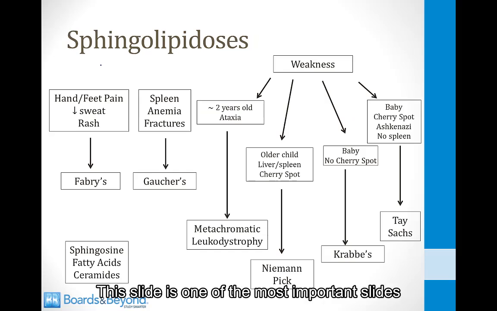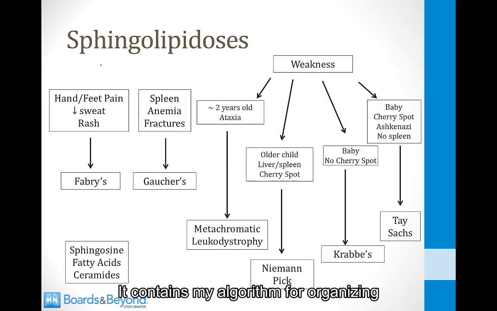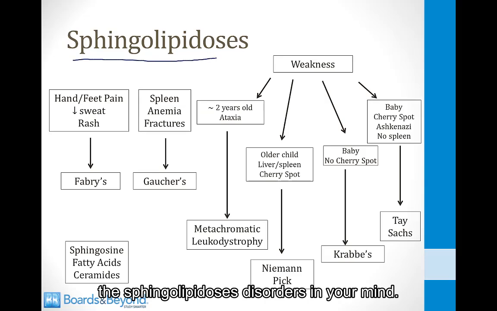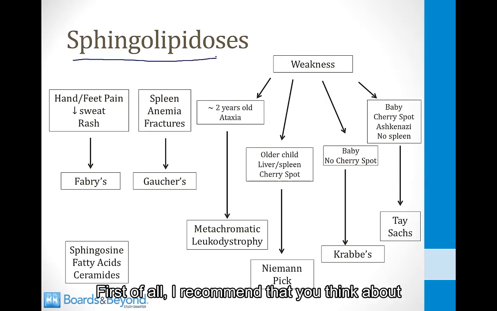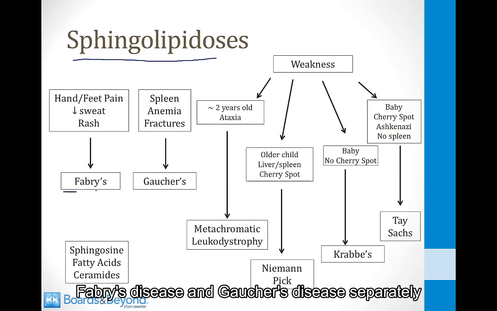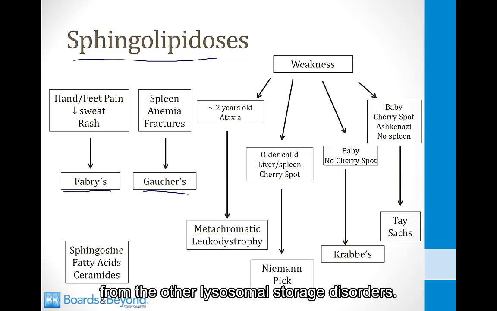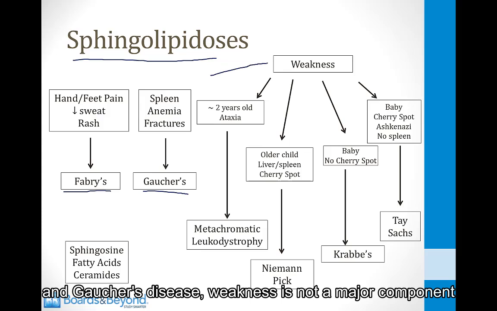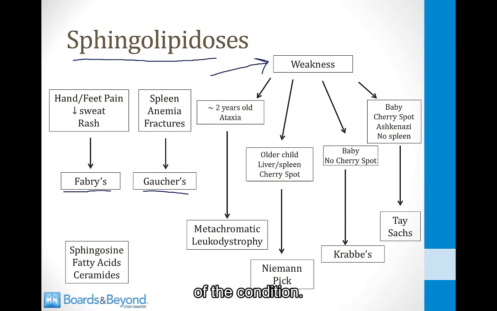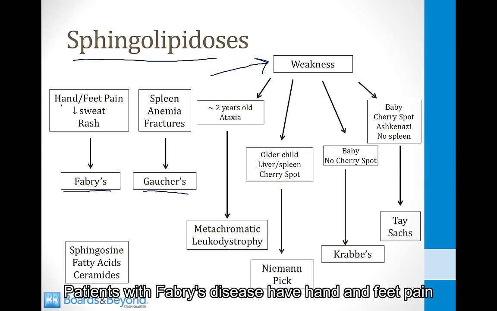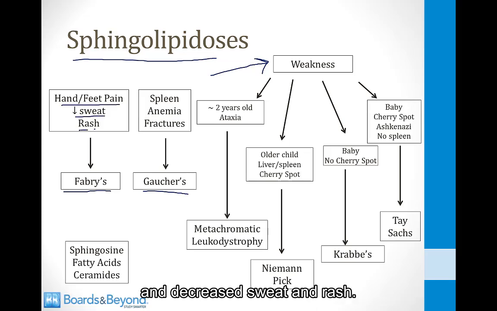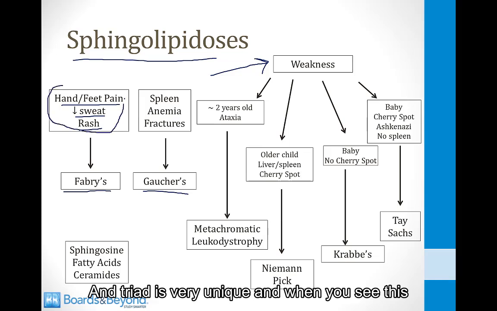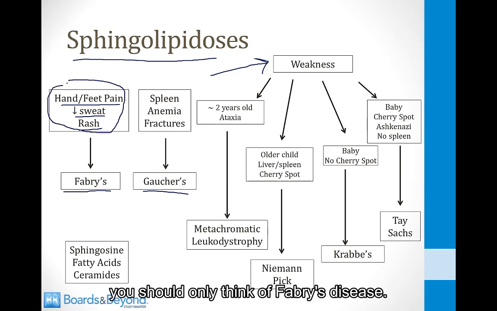This slide is one of the most important slides in this module. It contains my algorithm for organizing the sphingolipidosis disorders in your mind. First of all, I recommend that you think about Fabry's disease and Gaucher's disease separately from the other lysosomal storage disorders, and that's because for most patients with Fabry's and Gaucher's disease, weakness is not a major component of the condition. Patients with Fabry's disease have hand and feet pain and decreased sweat and rash, and this triad is very unique, and when you see this, you should only think of Fabry's disease.